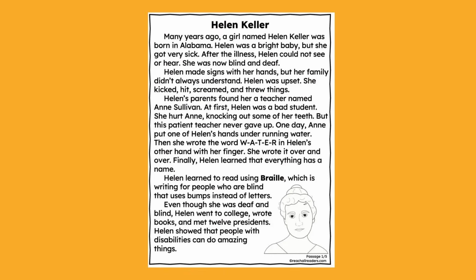Let's go back to our Helen Keller passages, this time with a level 1 passage. We're reading this together, maybe as a class, or students are reading in pairs, and we're posing a question at the end of the final paragraph. So the final paragraph says, even though she was deaf and blind, Helen went to college, wrote books, and met 12 presidents. Helen showed that people with disabilities can do amazing things.